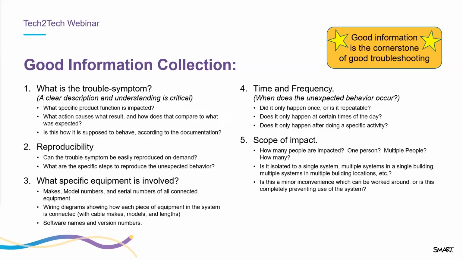And finally, the scope of impact. How many people are impacted? Is it just one person or is it multiple people? Exactly how many? Is it isolated to a single system? Or are multiple systems in a single building or multiple systems in multiple building locations affected?